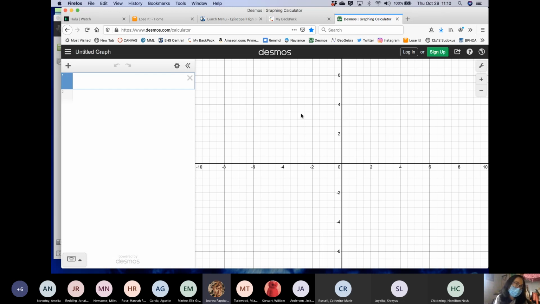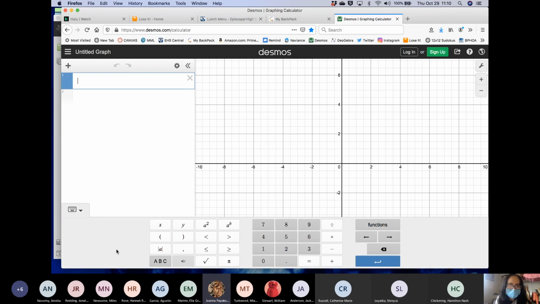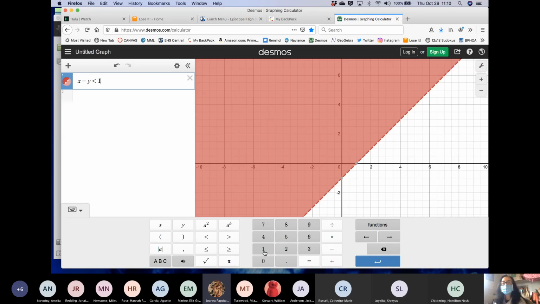Guess what? Desmos doesn't care what form you give it to. So I'm going to put the original inequality that we were just working with. I have x minus y was less than 1. There it is. Now, Desmos is showing me that boundary line is dotted.